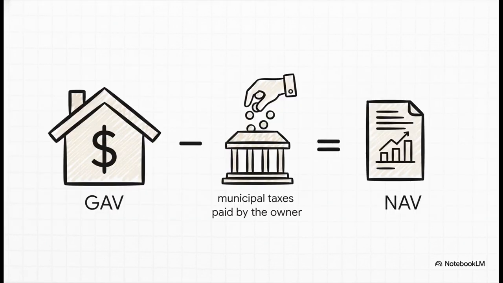Once you've got your GAV, getting to the net annual value, or NAV, is super easy. You just subtract any municipal taxes for the property that you, the owner, actually paid during that tax year. That's it. This NAV figure is the magic number that we'll use for calculating deductions.